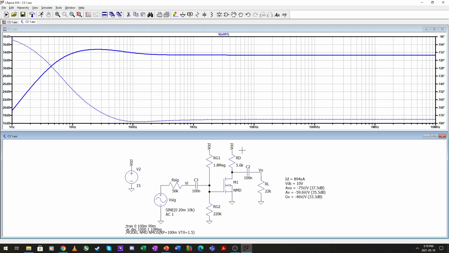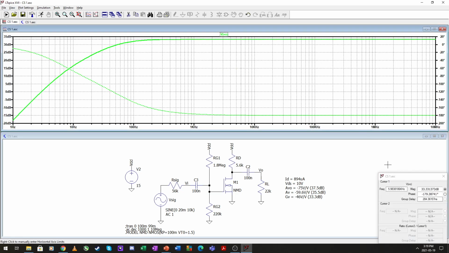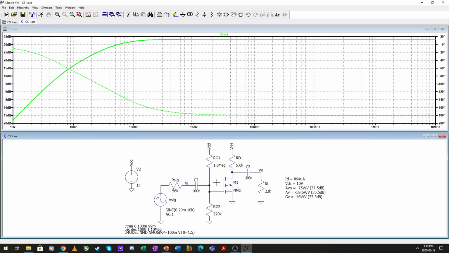Let's quickly do AC, and here is our output, and that is 33.33 decibels, very close to what we calculated. Okay, so that is our first amplifier. Let me open the second one.